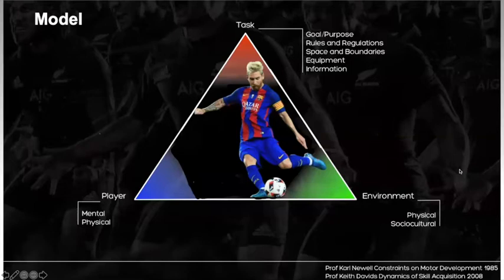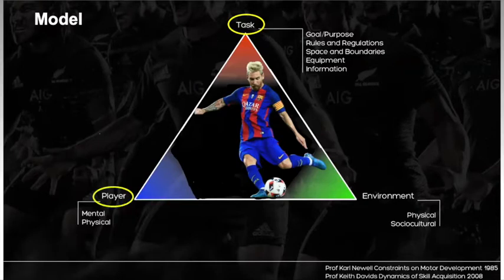This is a model from Newell and Davids. If you focus your attention on the middle, you might recognize that player. That's Lionel Messi. Some people recognize the best footballer of all time. The player is in the middle and then they interact with the outside. At the top, we've got the task. In the game, for a task, you could change the rules, the number of players, the size of the field, for example, or the time that it goes on for. You could even change the amount of goals available.